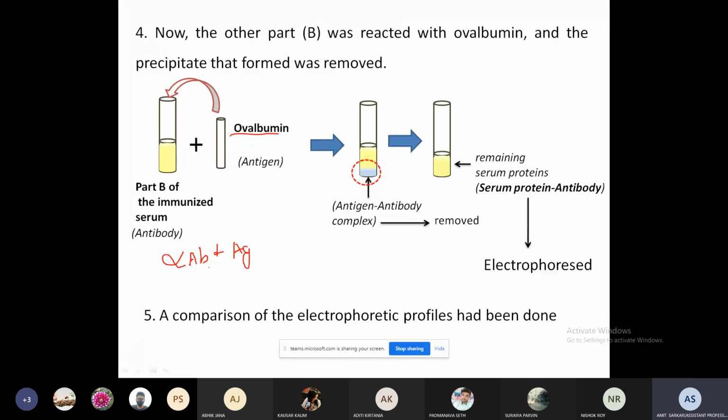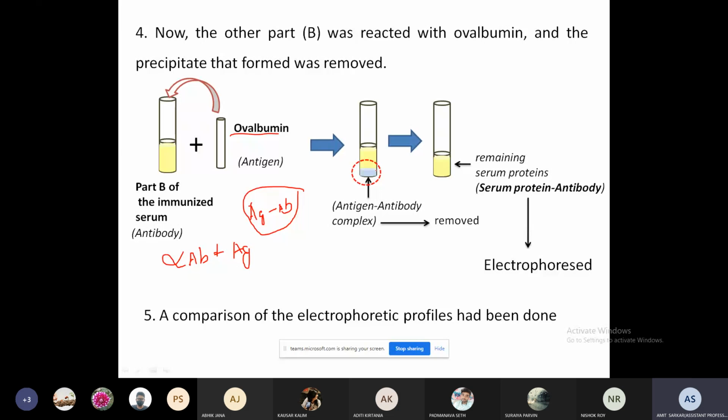So now what you have? You have ovalbumin as an antigen and anti-ovalbumin as an antibody. When they come into close contact here, they will react. Then an antigen-antibody complex will be formed: ovalbumin plus anti-ovalbumin antibody complex. When the complex is formed, it will precipitate at the bottom of the tube.